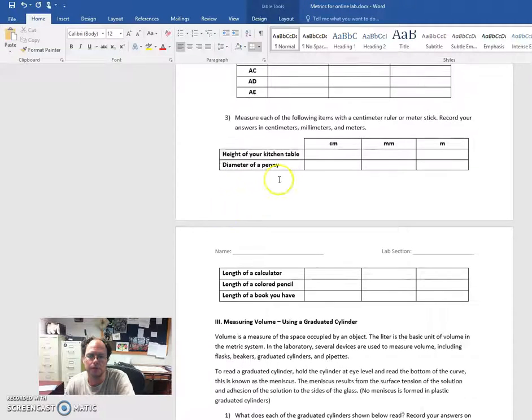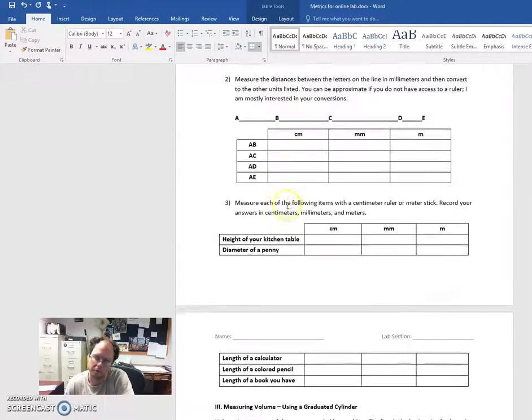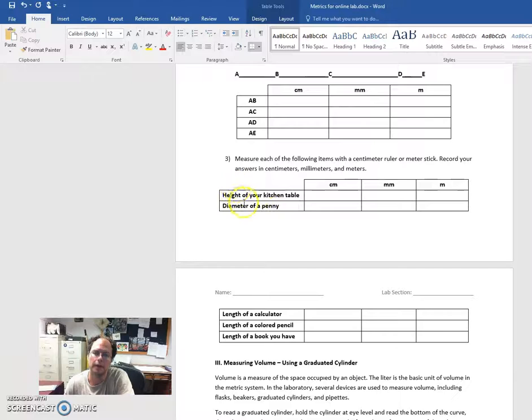Alright. Section 3 here, question 3. This is stuff you're going to measure at your home using the fake ruler. If you have a real ruler, please use the real ruler. And measure in centimeters, and then you can convert those. So just pick a table at your house. It could be your coffee table, your kitchen table.